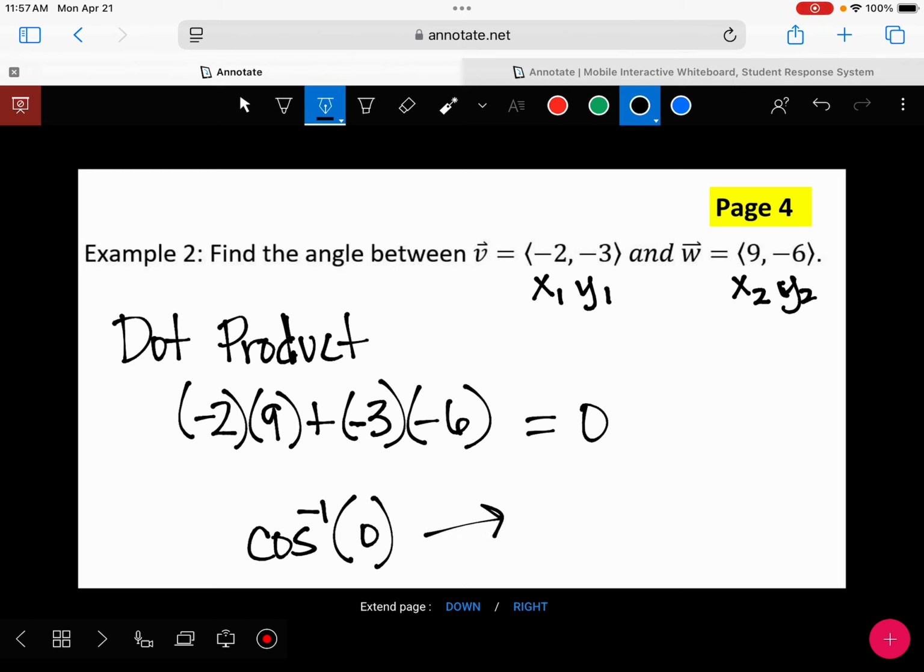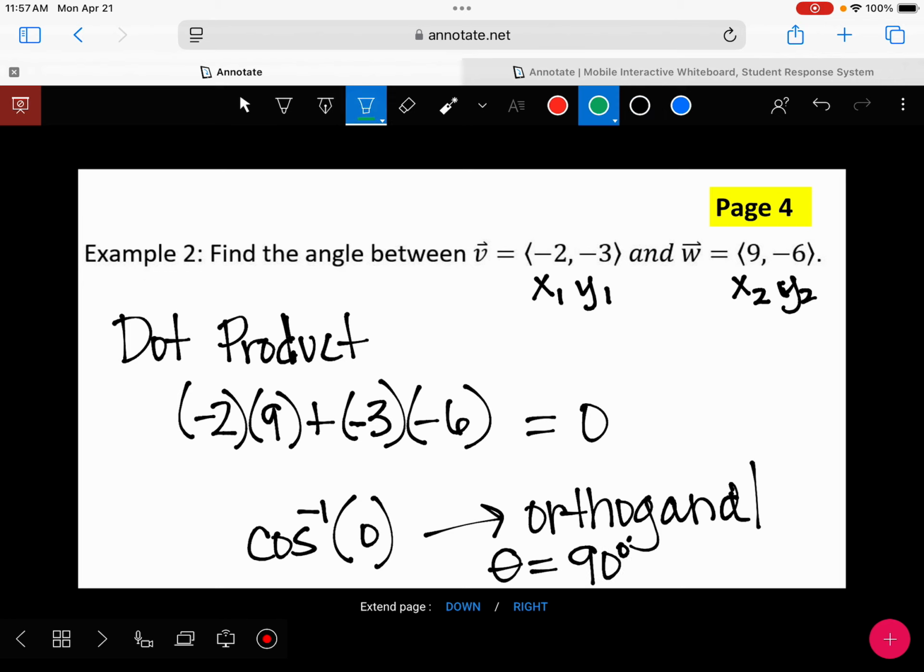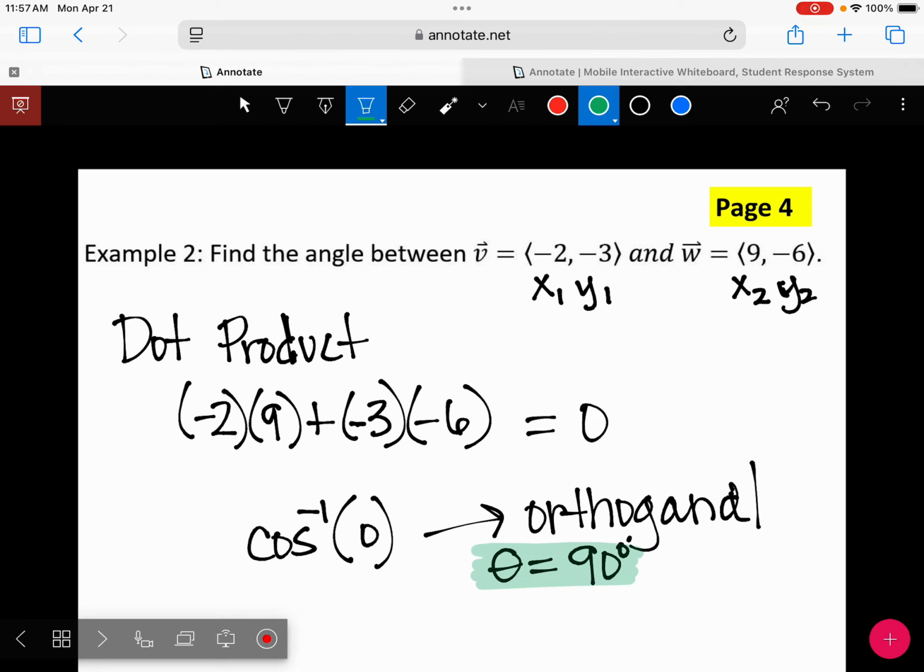So this would be orthogonal and our angle would equal 90 degrees. And that would be your final answer. So the answer is not 0. You would tell me on the test that the measure of the angle is 90 degrees.